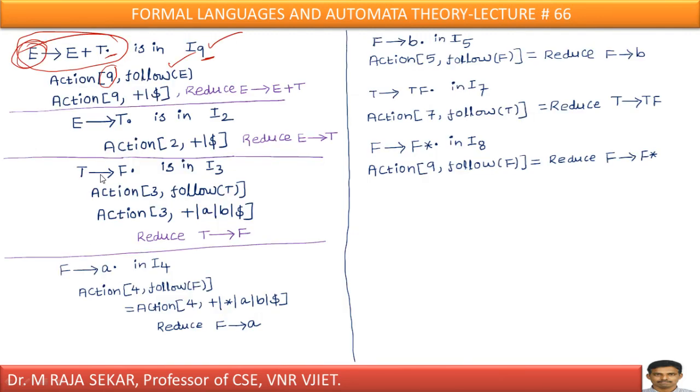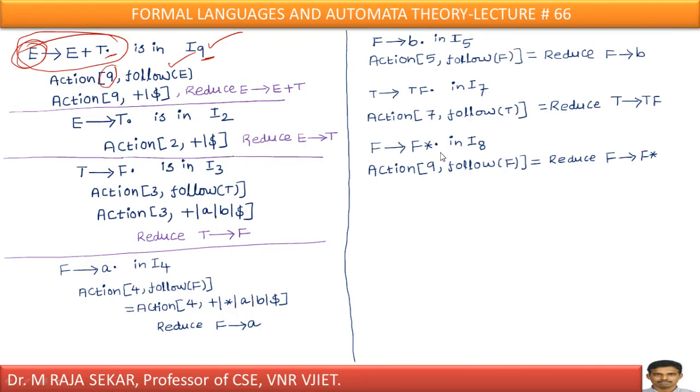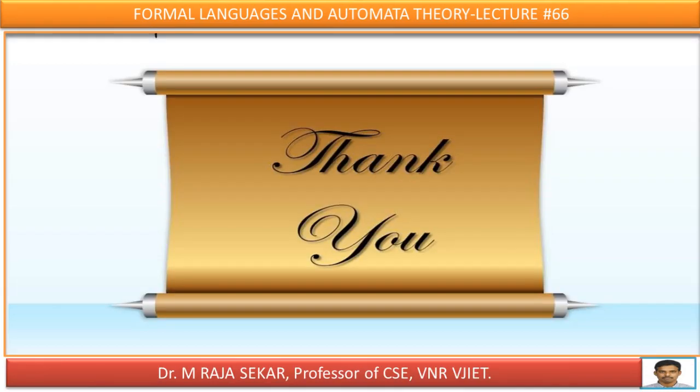In a similar manner, T goes to F dot is in I3. Action of state number 3 comma follow of T. Follow of T, as we discussed in previous slides, is plus, A, B, dollar. So 3 plus, 3A, 3B, 3 dollar, I must write T goes to F. In that manner, you can understand this parsing table. Thank you very much.